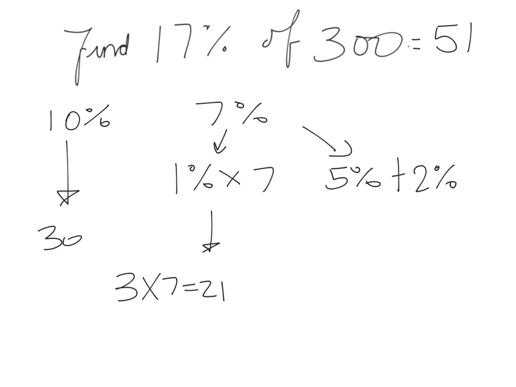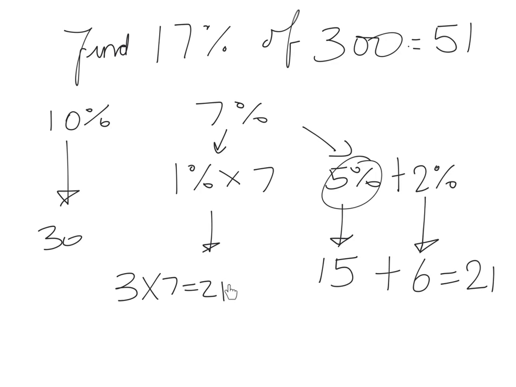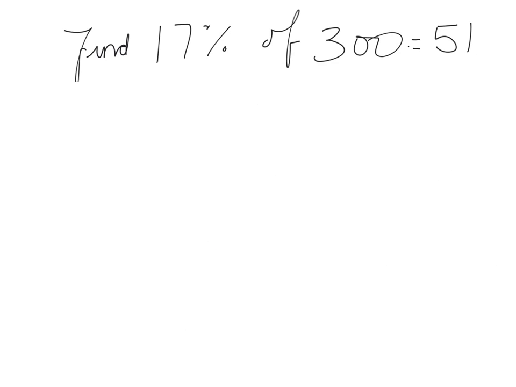If I did it with 5%, I could take the 5%, which is half of the 10%, so half of 30 is 15, and then find 2%. 2% is double 3, and that is 6. And if I add the 15 and the 6 together, that gives me the 21. The same 21 that I would get if I multiplied 3 by 7. I would once again add that to 30, which is 10%, and I would get 51 altogether.